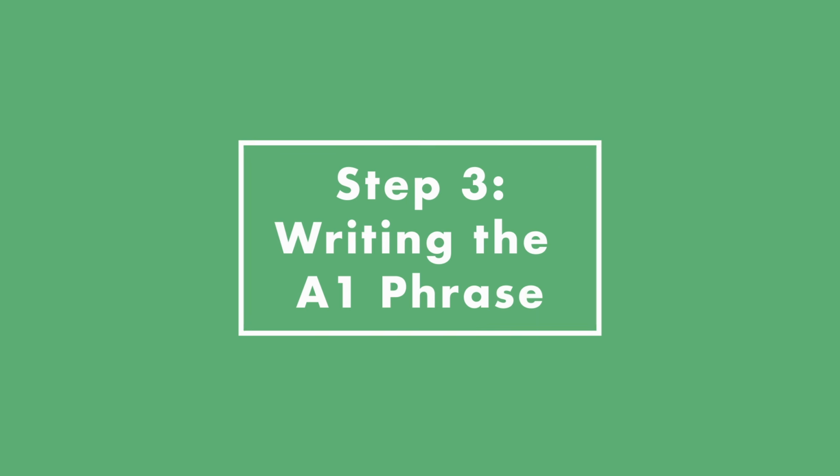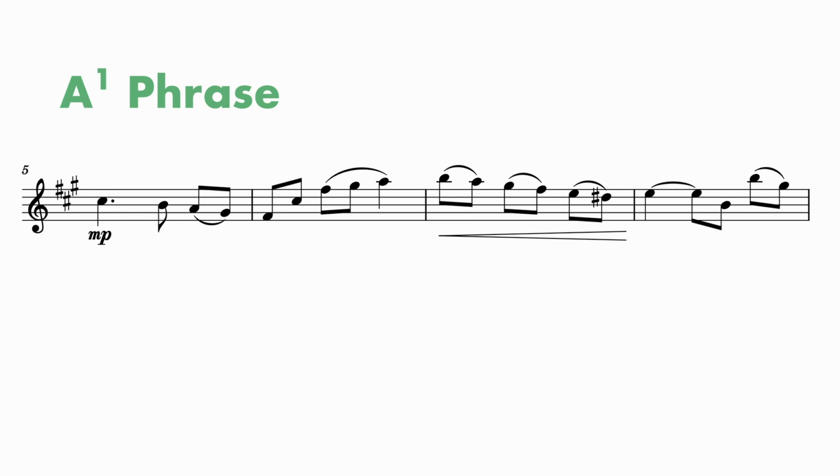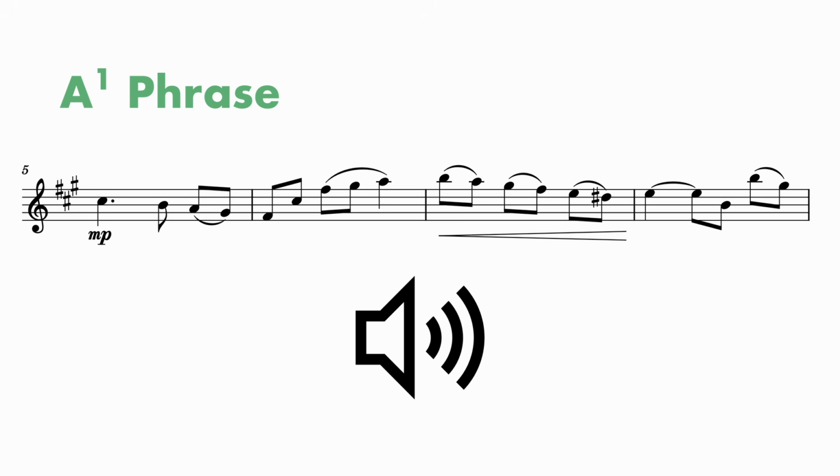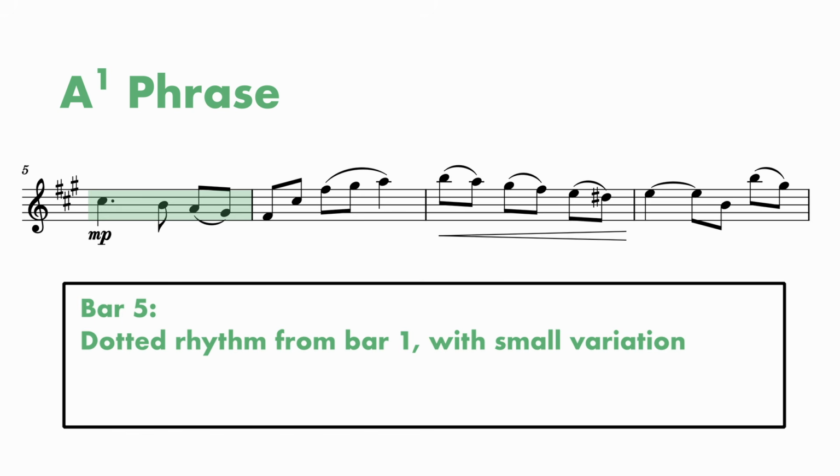Now we come to writing our A1 phrase. Let's start by having a listen, and I've included a snippet of the upbeat from the 4th bar. So bar 5 retains the dotted rhythm and quaver movement from bar 1. There's a small variation in that the melody starts now on the C sharp note of chord 1 as opposed to the tonic note A of chord 1.